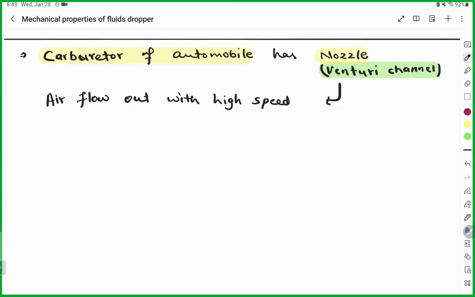Any doubt, guys? But my question is, air is flowing out with high speed through this Venturi channel. What is the use for us? Why are we reading about this? Even if we don't read this, still air will come out of this.